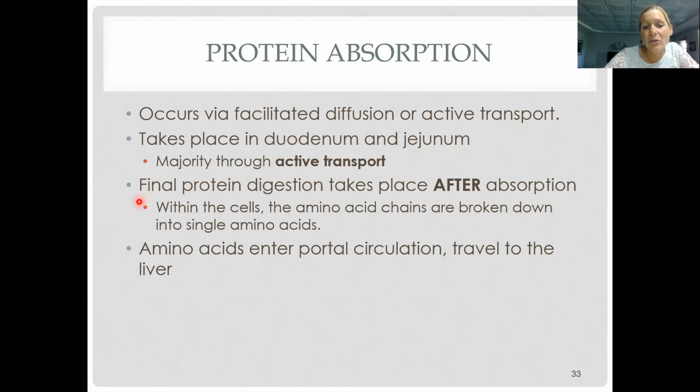And actually final protein digestion will take place after the absorption process, okay? So within the cell, the amino acid chains can be broken down into single amino acids. So those amino acids enter the portal system and travel to the liver where they can be processed. And then, like we said, broken down into those single amino acid molecules.